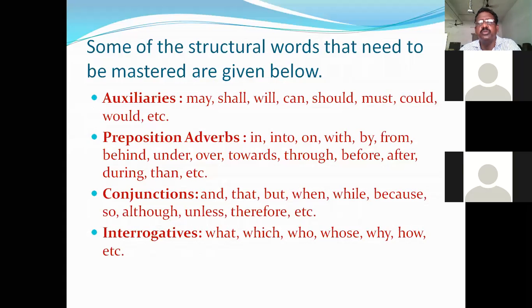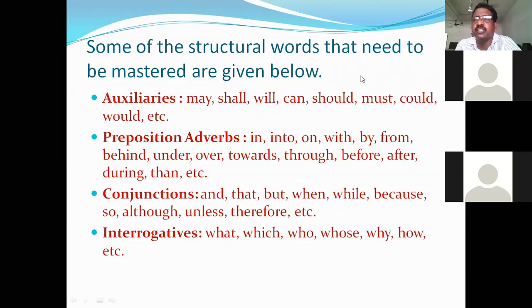Do forms means do, does, did. Be forms means am, is, was, were, in this way. And have forms means have, has, had. In this way, we have to use the auxiliaries.